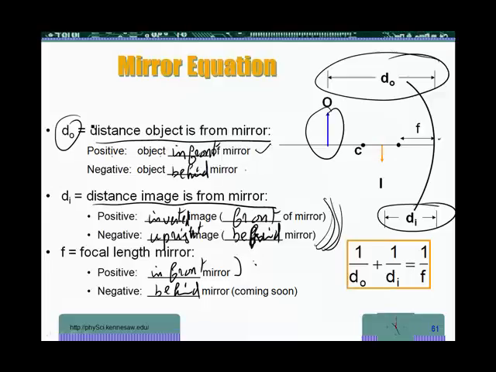Now what's interesting is the relationship between DO and DI and F. It's a simple relationship. 1 over DO plus 1 over DI is equal to 1 over F. It's a very simple relationship. What's more interesting, we are going to be able to use that same expression for all types of curved mirrors. I just talked about concave. We'll be able to use it for convex, and then we'll be able to use it also for lenses, as long as we define everything correctly. Okay, I'll stop here and we'll pick it up in the next recording.